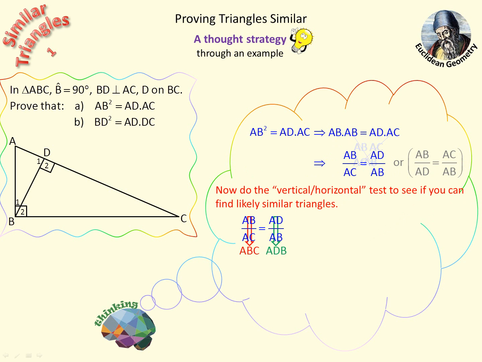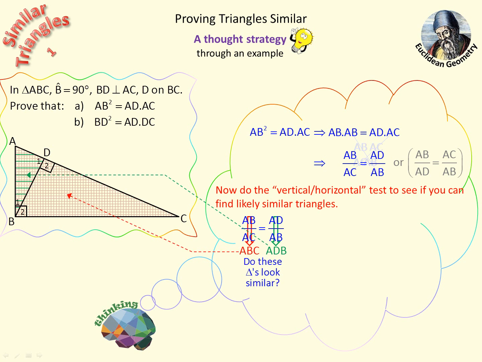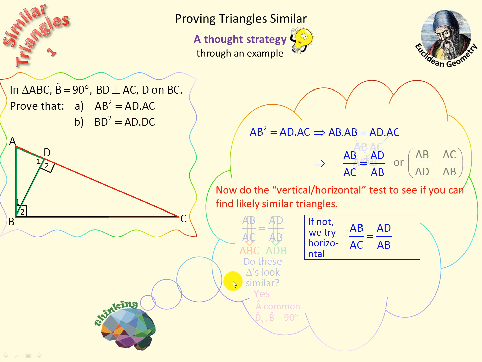Let's go vertically through that there. ABC, ADB. Now, what I ask is, do these look similar? I think they could. That's got a right angle there. This big red one, the red shaded, has a right angle. And they have a common angle. Yes. A common, D and B both equal 90 degrees. If we weren't successful, then we try the horizontal. We'd go that way and that way. In this case, it gives us the same triangles, often the case.